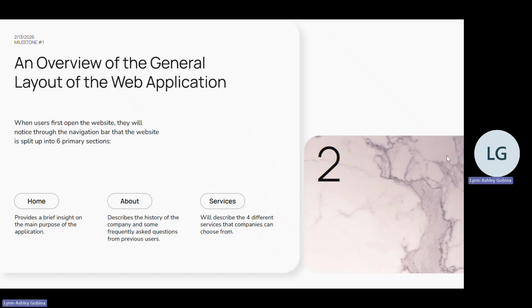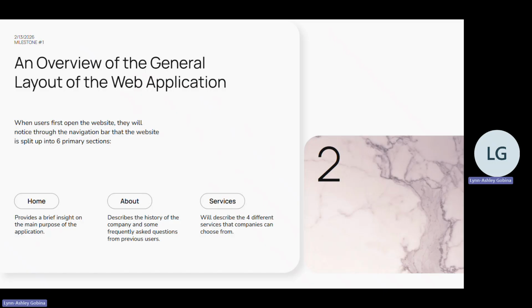So now I will just give a brief overview of the general layout of the web application. When users first open the website, they will notice that through the navigation bar, the website is split into 6 primary sections. First and foremost, there is the home page, which is what users will see when they first open the application, and this will be used to provide a brief insight on the main purpose of the application and the company, what their goal is.